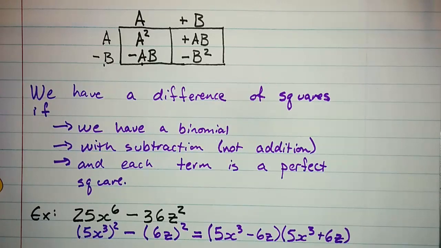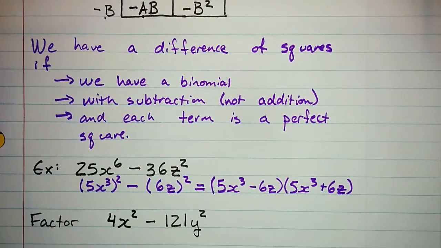I'm going to have you do one of these. Factor 4x squared minus 121y squared. Pause the video and try this now.